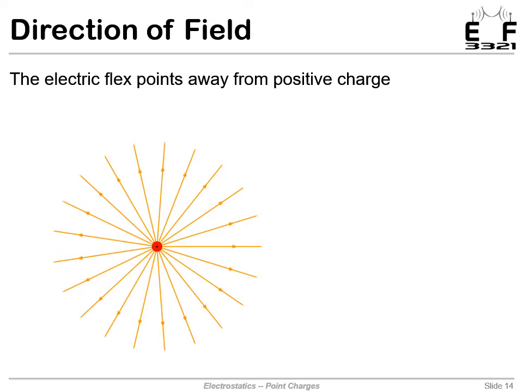The direction of the field. Well, we have Gauss's law that says the divergence of the field is equal to the charge density. So that means if the divergence is positive, coming away from a point, that indicates positive charge. So the electric field lines from a positive charge extend outwards.